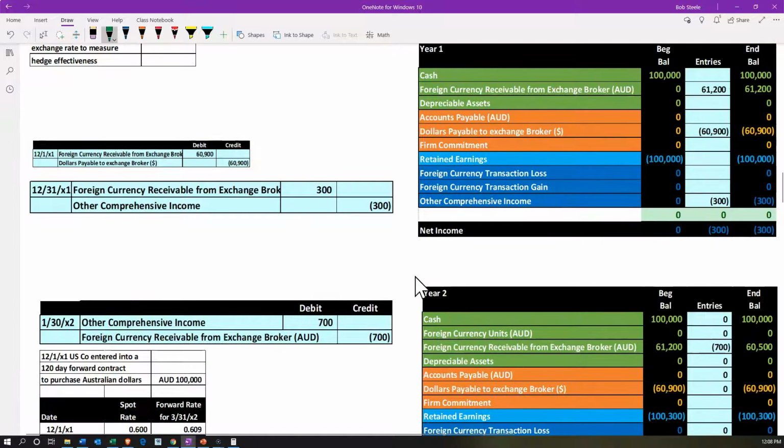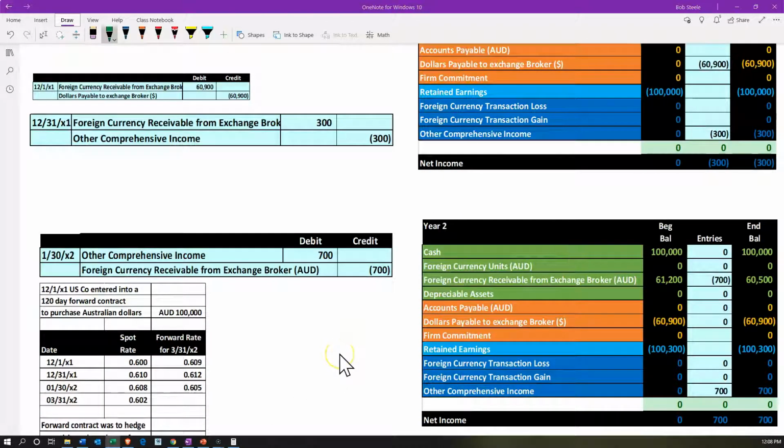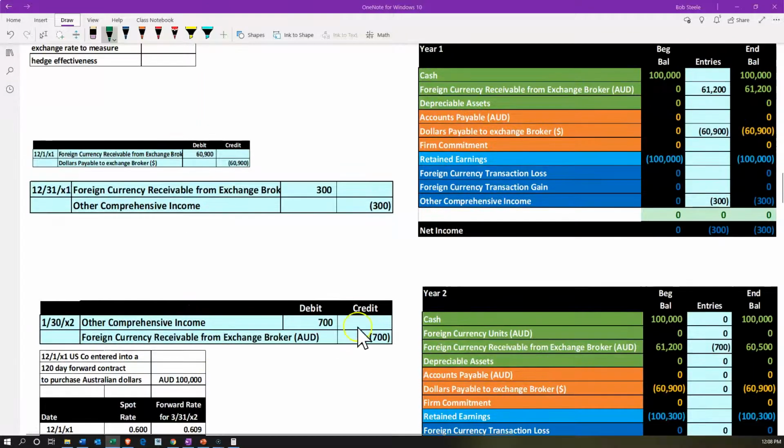Okay, and then we're going to say we have the next year happening. So the next relevant point is in the next year on January 30th, 2000x2. So we're going to be taking then our ending numbers here.